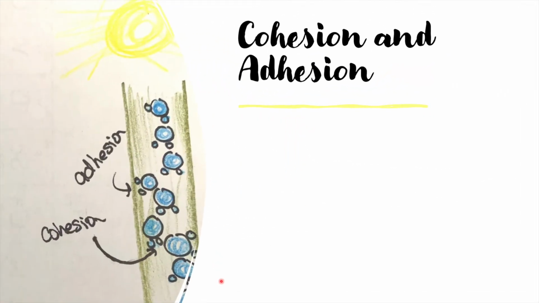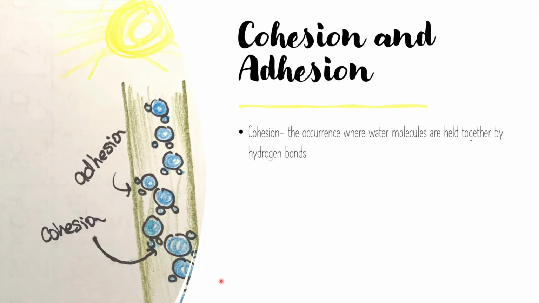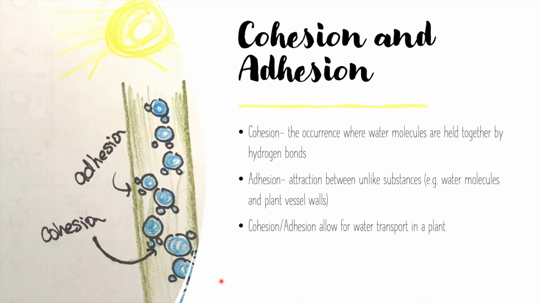The first property of water we will discuss is cohesion and adhesion. Cohesion is the occurrence where water molecules are held together by hydrogen bonds. Adhesion is the attraction between unlike substances, for instance, like the attraction between water molecules and plant vessel walls. Cohesion and adhesion allow for water transport in a plant. As water molecules move up a plant, they are pulled upwards together because of cohesion and adhesion.